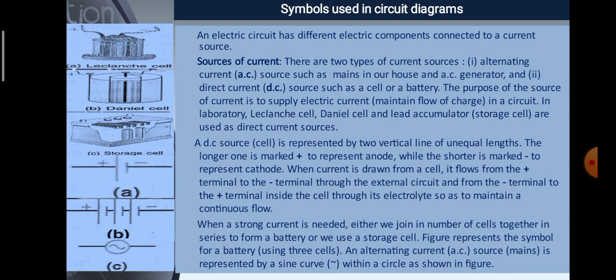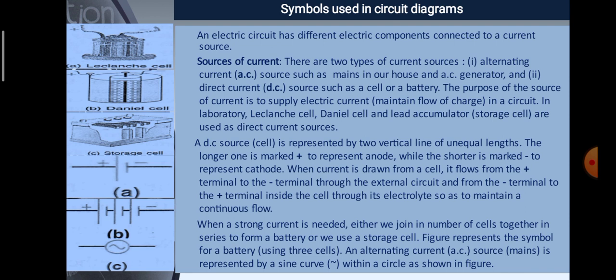In laboratory, Leclanché cell, Daniell cell, and lead accumulator are used as direct current sources. A DC source, which is a cell, is represented by two vertical lines of unequal lengths.